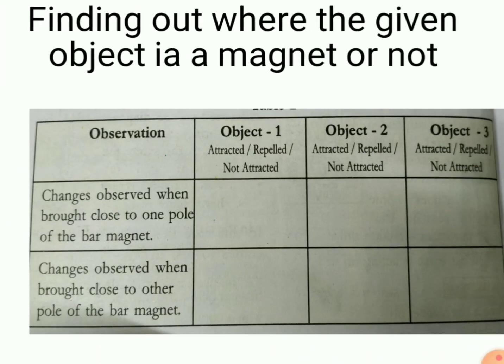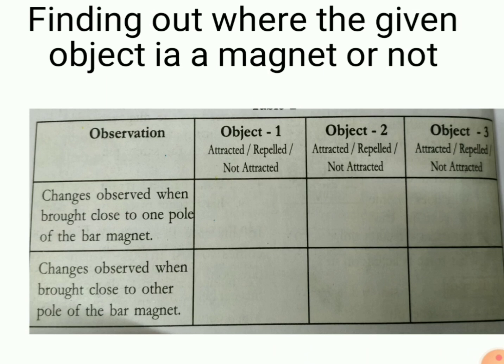Now our next topic is finding out whether the given object is a magnet or not. In the last class we did an activity where we saw which are magnetic and which are non-magnetic materials. The substances which stick to the magnet are said to be magnetic materials. The substances which are not attracted or do not stick to the magnet are said to be non-magnetic materials. We differentiated depending upon which type of material is magnetic and which is non-magnetic. Here is one more small activity where we will bring an object.